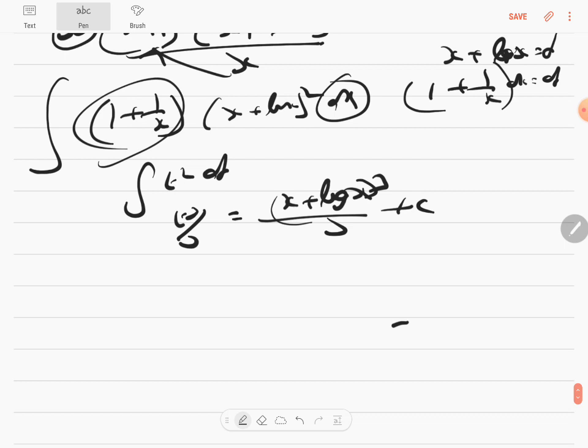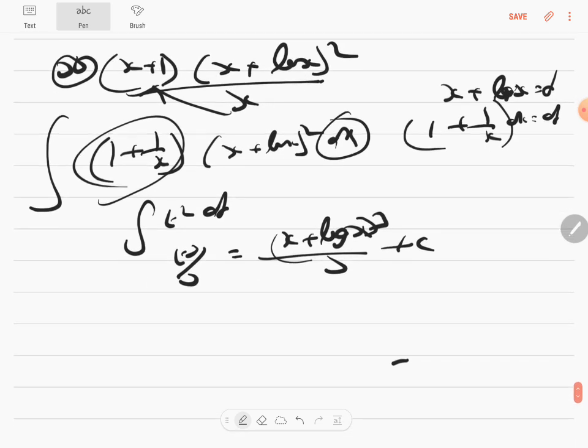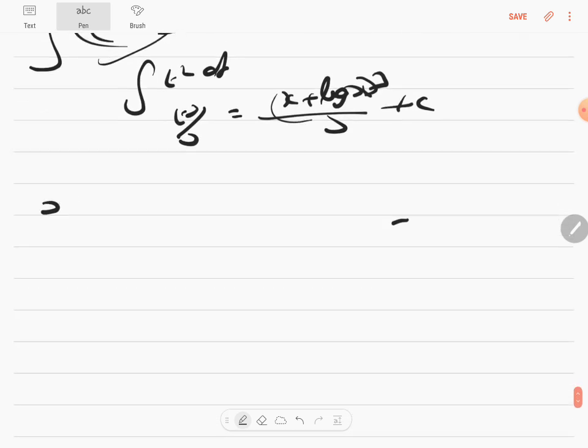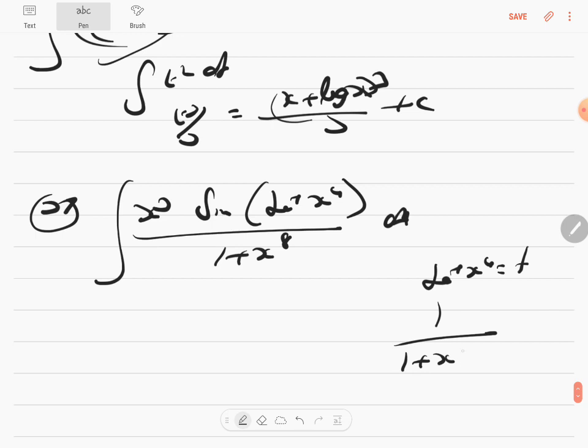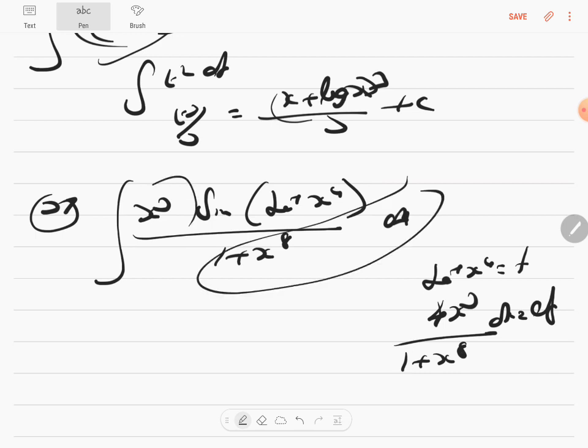So let's go to next sum, which is the 37th sum. X cube into sine of tan inverse of x to the power 4 by 1 plus x to the power 8. As soon as you see this, tan inverse of x to the power 4 is t. 1 by 1 plus x to the power 8 into 4x cube into dx is equal to dt. Then if you see this is there, this is also there.